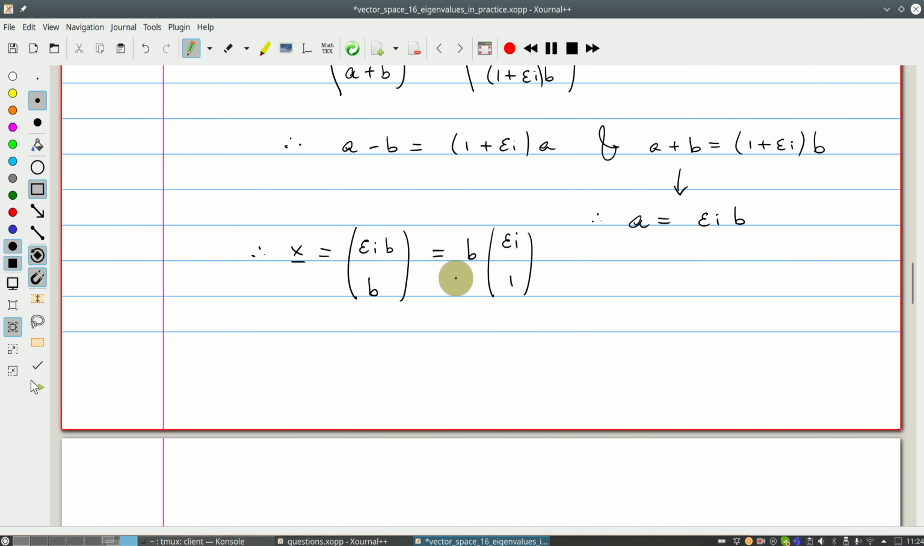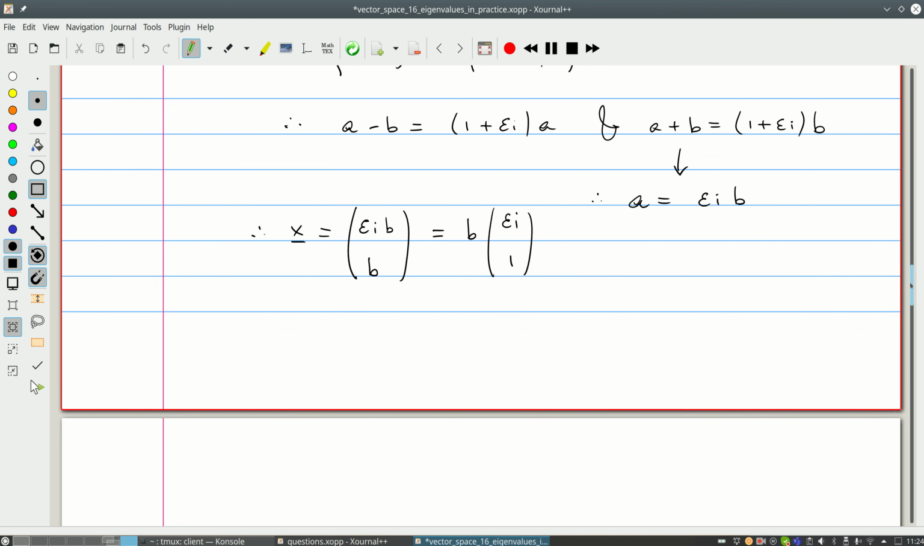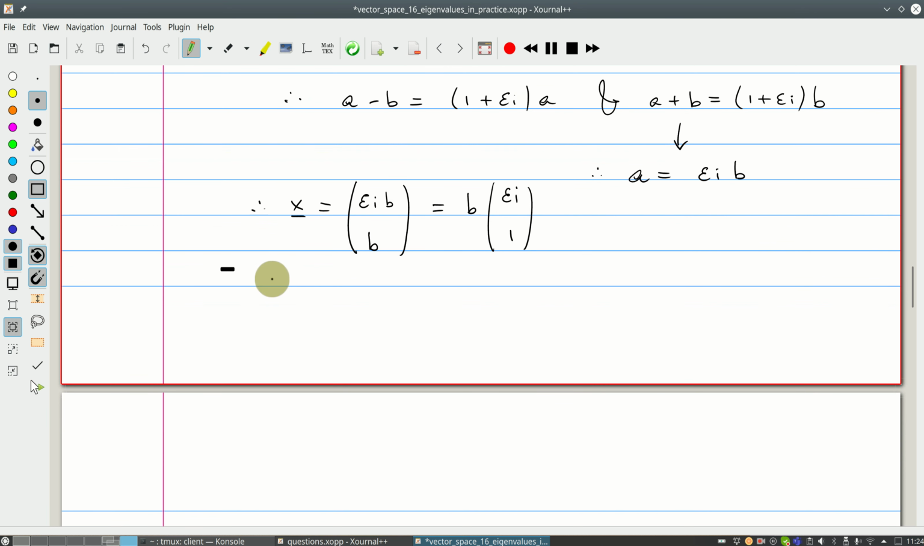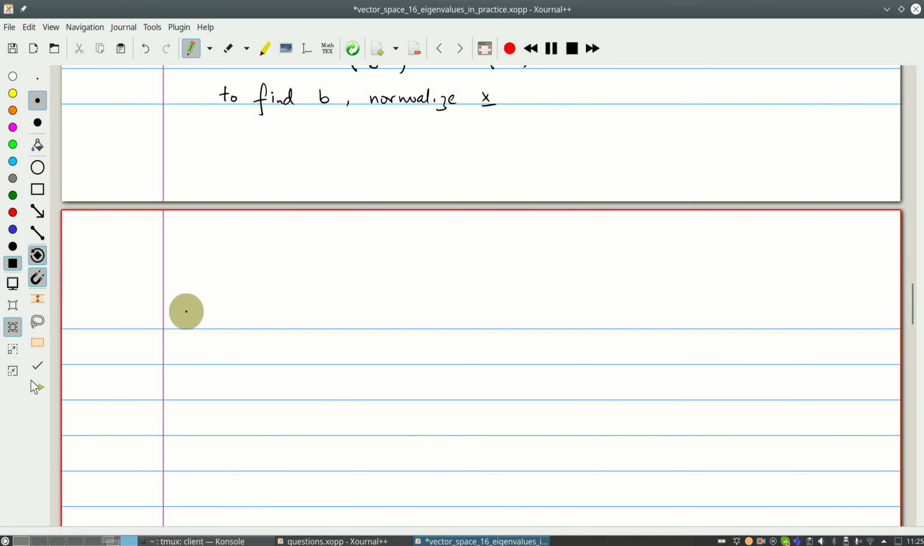And so we normalize x, and hence we find out what b is. So, to find b, normalize x. Alright, so remember how we normalize x? We divide it by its norm, and that's given by the square root of the inner product of x with itself. So we need to find out what this is.